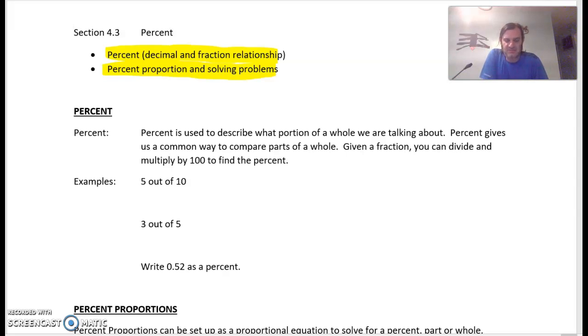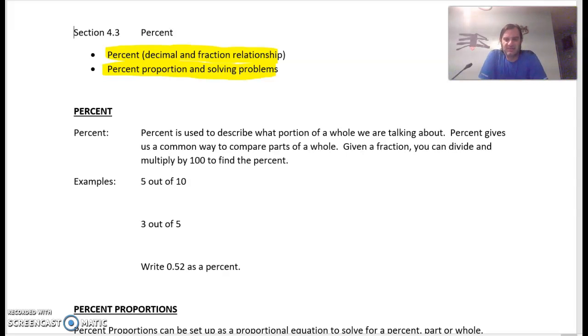But first of all, percent is used to describe what portion of a whole we are talking about. So basically, when we talk about parts of something, depending on how much we start with, we may describe that differently, and a percent gives us a common base for that. So fractions such as 1/2 and 1/3 don't compare too easily unless you really understand how they're being broken up. But when we write them as a percent, that makes it a little bit easier.